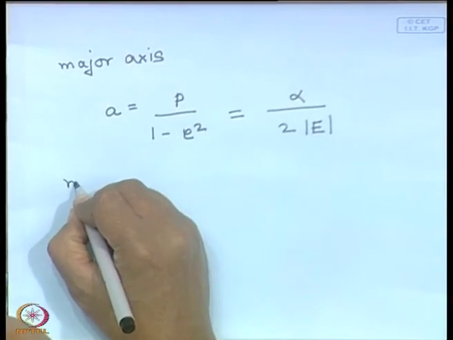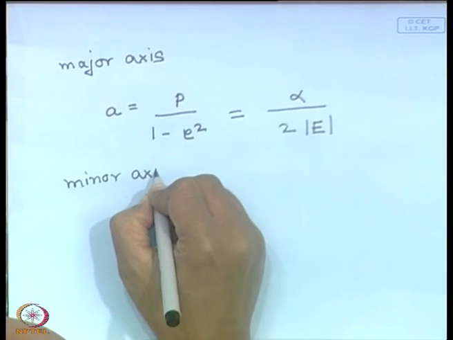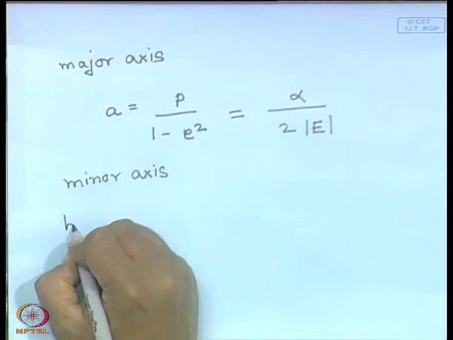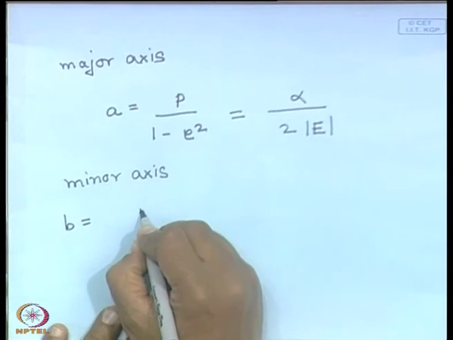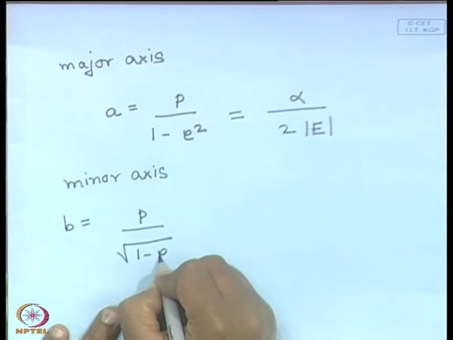And the minor axis, again, you can calculate this by extremizing y, the distance from the x equal to 0 axis, and then taking twice that. The minor axis, you can check easily, comes out to be 2b, that is 2p by the square root of 1 minus e square.